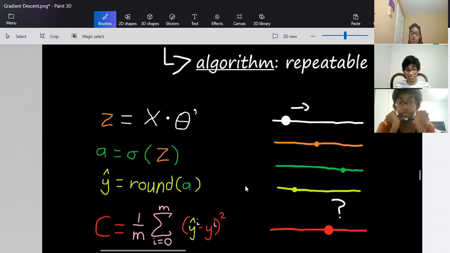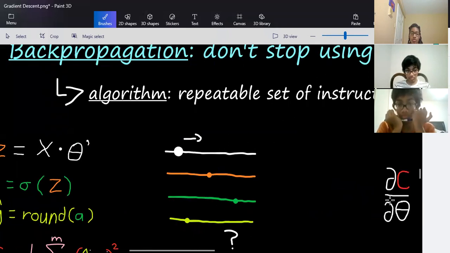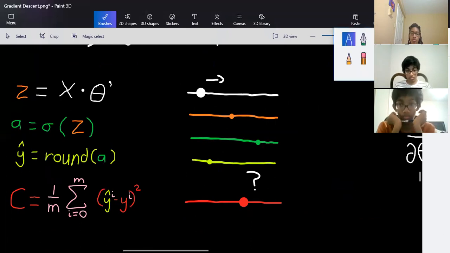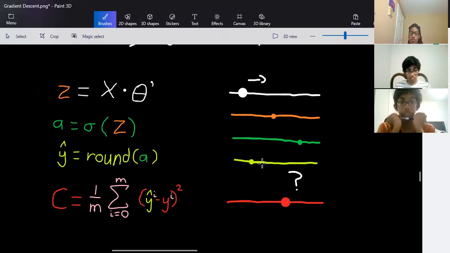So we want to figure out partial C by partial theta, which means tiny change here. How does that affect here? The way to do that is we gotta work our way backwards through all of these changes. How much does C change with the change in Y hat? How much does Y hat change with the change in the activation? How much does the activation change with the change in the input? We're just going our way backwards across all of these changes till we get to the beginning.